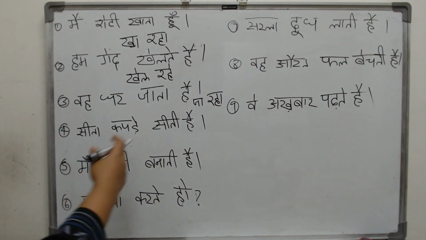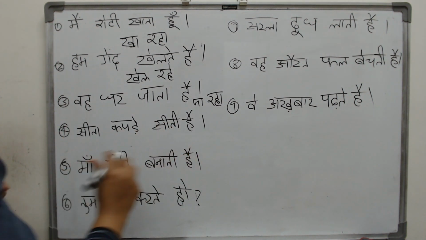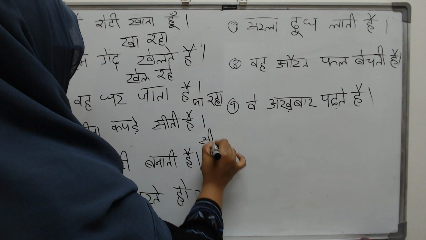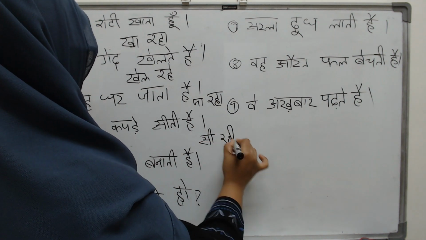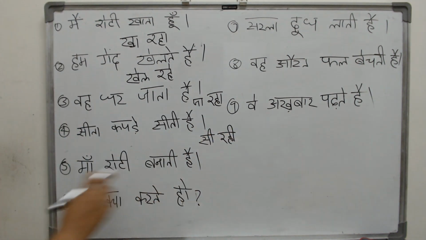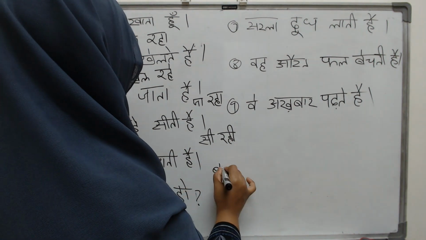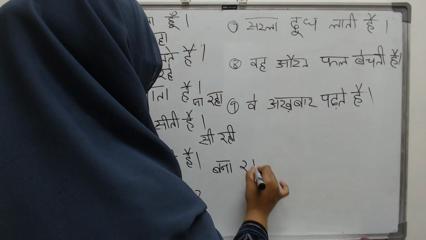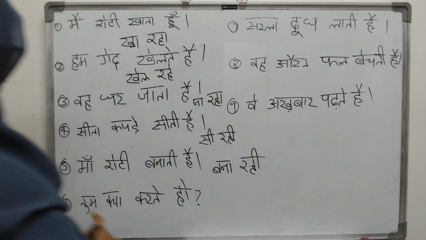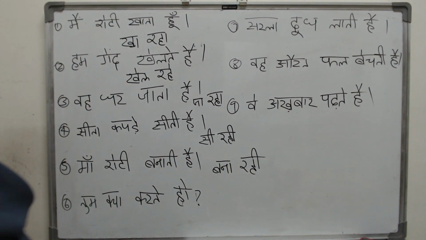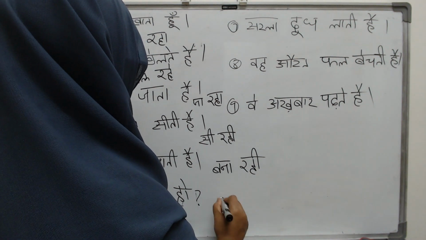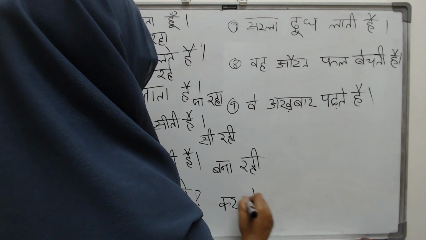Siti, Sita kapde siti hai. Sita stitches clothes. Instead of siti, si rahi. Everything else is same. Banati, ma roti banati hai. Mother cooks roti. Bana rahi. Right now, mother is cooking roti. So it is bana rahi. Tum kya karte ho? What are you doing? Kar rahe. Instead of karte, it is kar rahe.